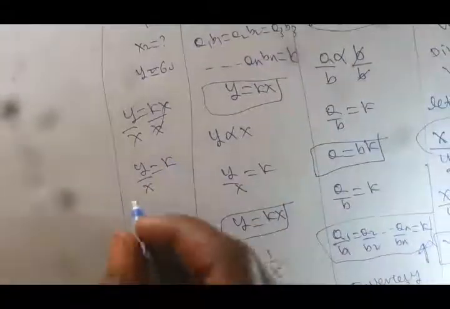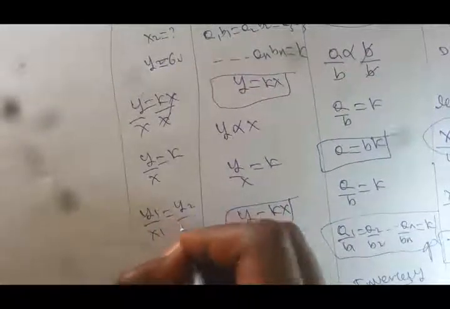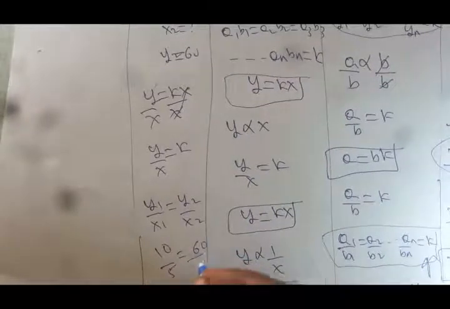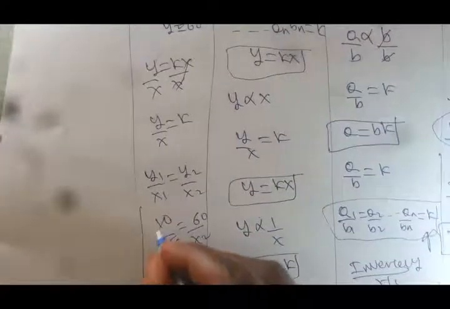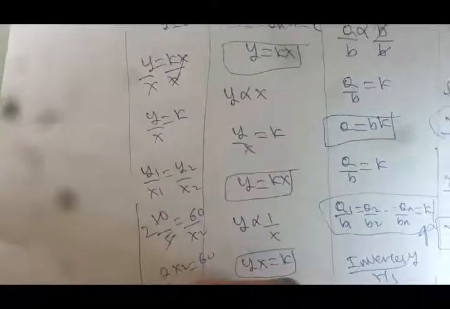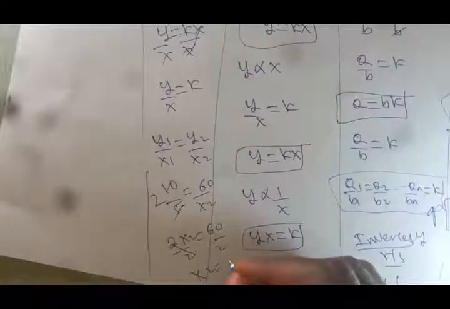If you have two situations, we write y1 over x1 is equal to y2 over x2. So the value of y1 is 10, the value of x1 is 5, the value of y2 is 16, and the value of x2 is required. Therefore, this will be cancelled. 2 times x2 is equal to 16, divided by 2 on both sides. The value of x2 is equal to 13.